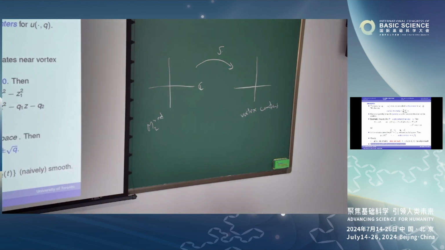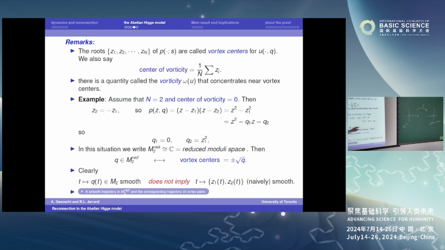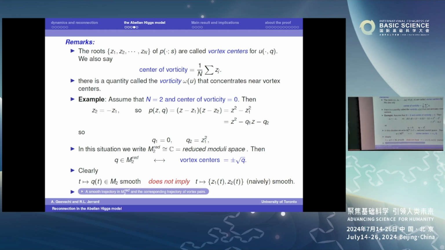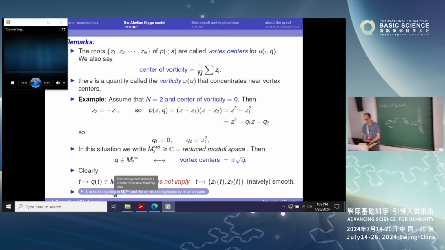And so for example, a smooth trajectory here will not look like a smooth trajectory over there. Let me show how this goes. I have a video that I think will work. This may take a second to load.